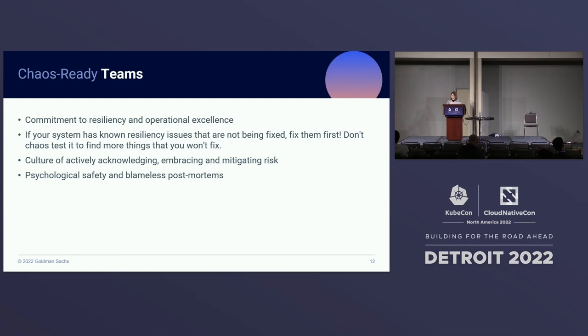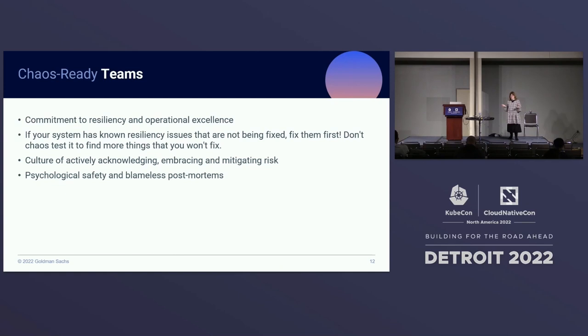First of all, you need a commitment to resiliency and operational excellence. If for whatever reason the system that you're talking about actually has known resiliency issues that no one is fixing, there is no point in running a chaos experiment to discover more operational resiliency issues that will just get added to the backlog and no one's gonna fix, right?